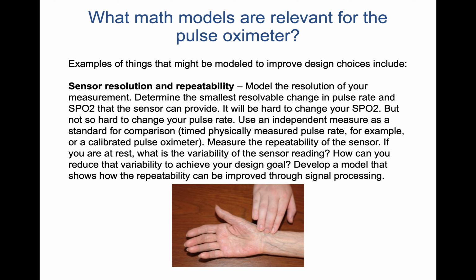A third model you might try to figure out is the sensor resolution and repeatability. Model the resolution of your measurement. Determine the smallest resolvable change in pulse rate and blood oxygenation that the sensor can provide. It'll be hard to change your own blood oxygenation. It'll probably stay between 100% and 97%, but it's really easy to change your pulse rate. So use an independent measure as a standard for comparison. Say you could time your physically measured pulse rate at your wrist, for example, or you could use a calibrated pulse oximeter if you happen to have one.